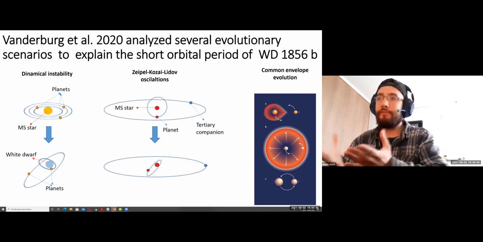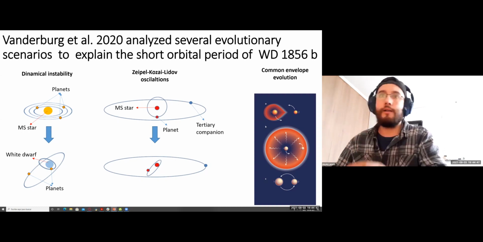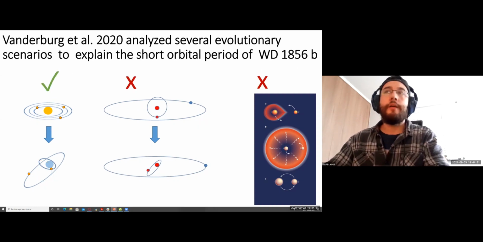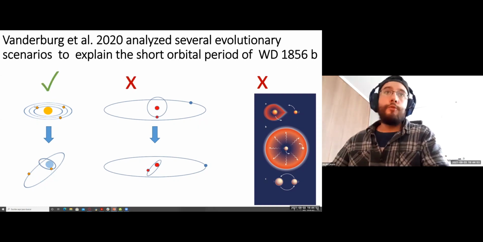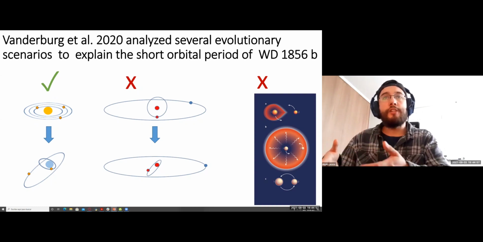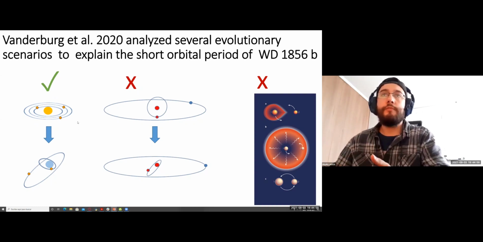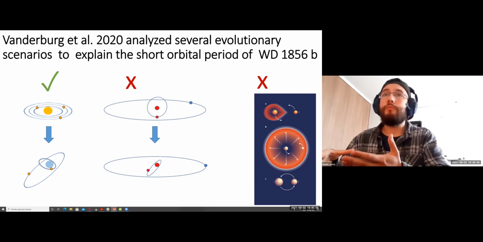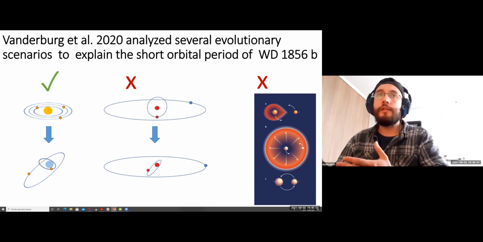This is the perfect classical scenario for a common envelope evolution, as we know. So, through N-body simulations, Van der Voorde found that the most likely explanation for the short orbital period of the planet is the dynamical instability scenario, which is efficient for low planetary masses, from super-Earth to Saturn masses.